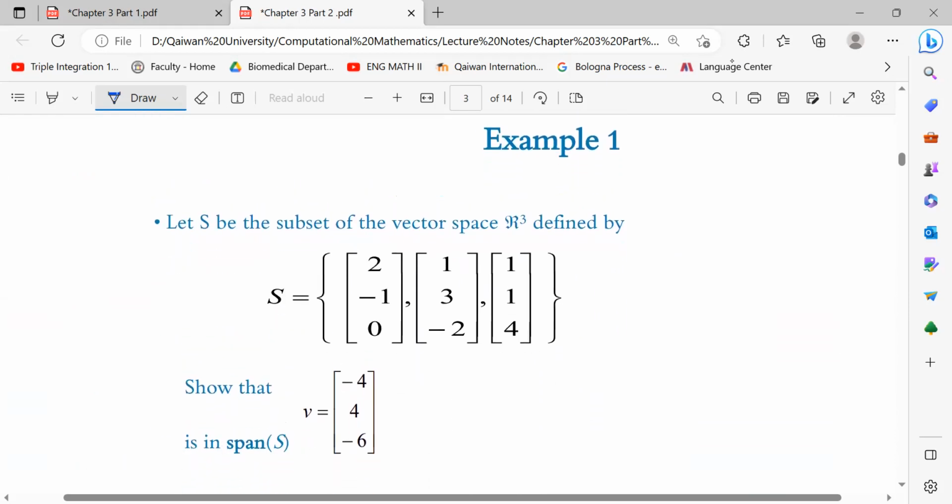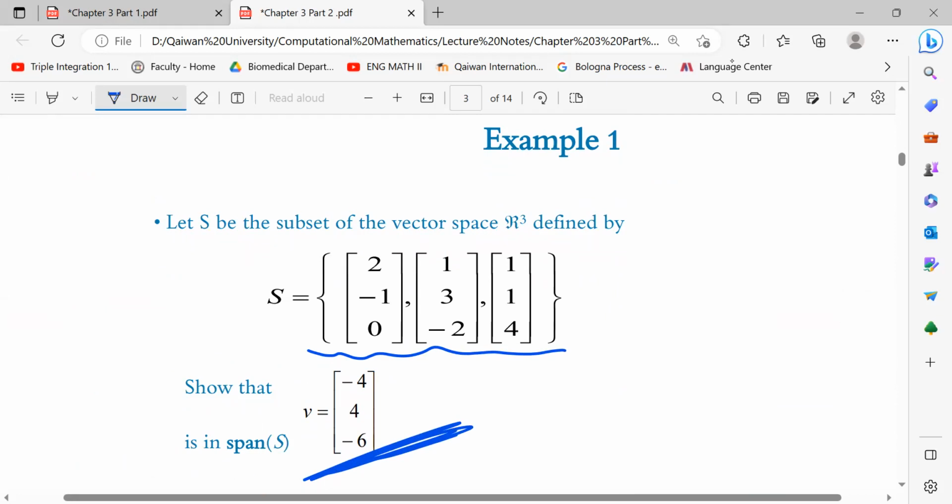In this example, it says let S be the subset of the vector space R3 defined by this. It says show that V is in span S. Okay, it says show that this vector is in span S. What do we do here?